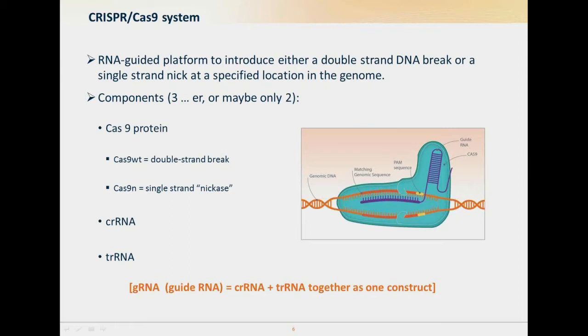Cas9 comes in a couple of different flavors too. There is the wild-type version of the protein, which causes a double-strand break in the target. And then there's what we call the Cas9 nickase, or D10A mutant, which is the most common one, which actually just causes a break or a nick in a single strand of the DNA.